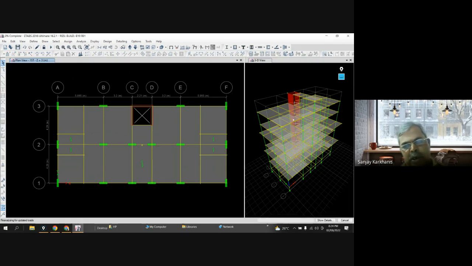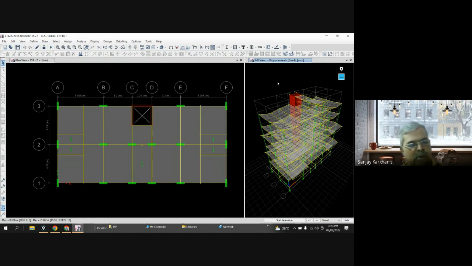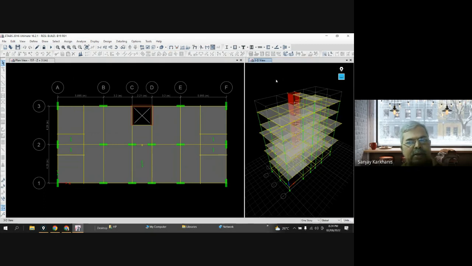Now it will analyze for lateral loads also due to earthquake. Okay, so the analysis is complete. The one thing that I want to check is that dynamic base shear and static base shear must be comparable. So I have to compare that, right?